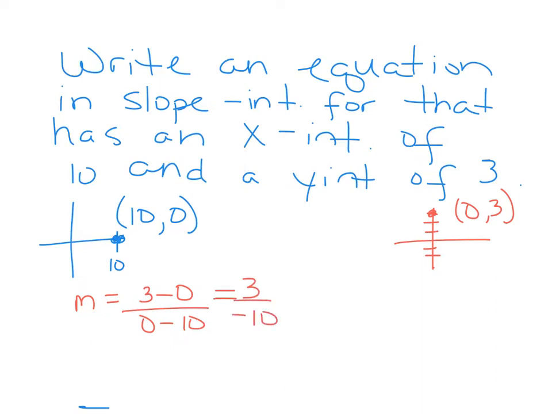Okay, well, that's the slope, so now I'm ready to write the equation. I'm going to use my slope formula again. I'm going to do 3 over negative 10, and I can use one of the given points they gave me, either one. I'll go with (10, 0). So I do y minus 0 over x minus 10. I'm ready to cross multiply.